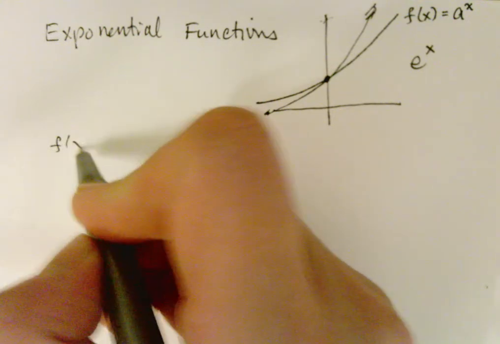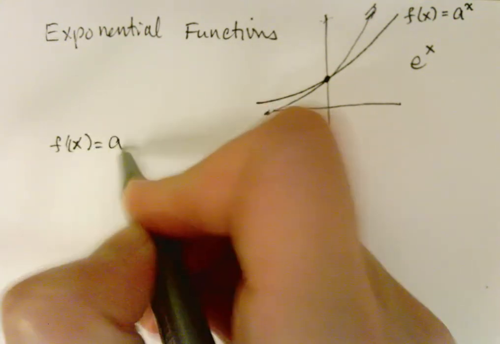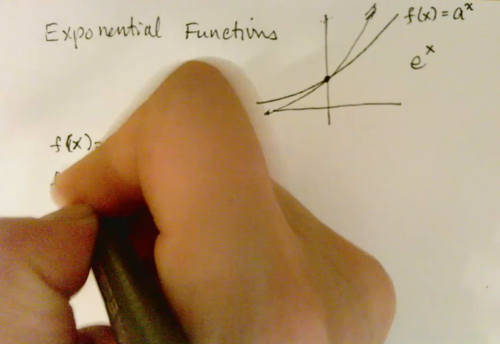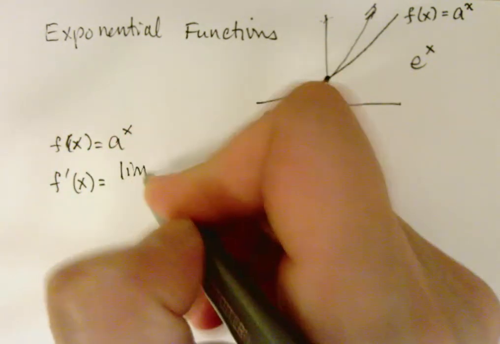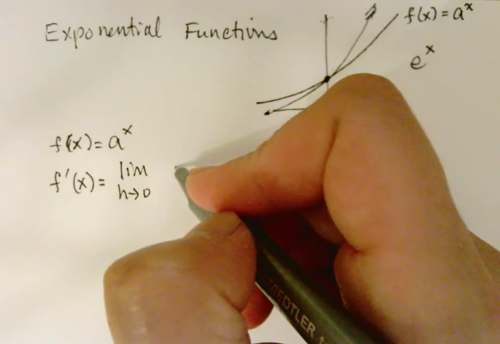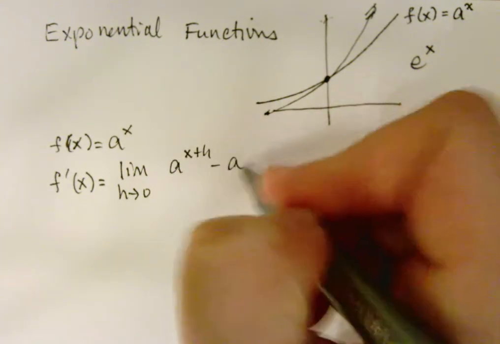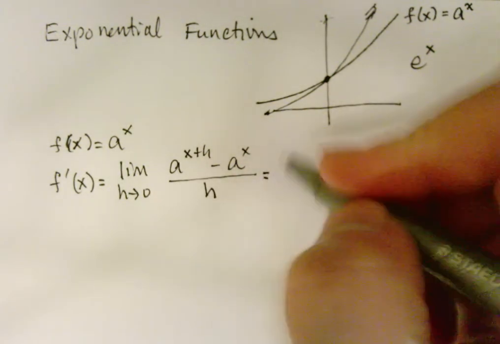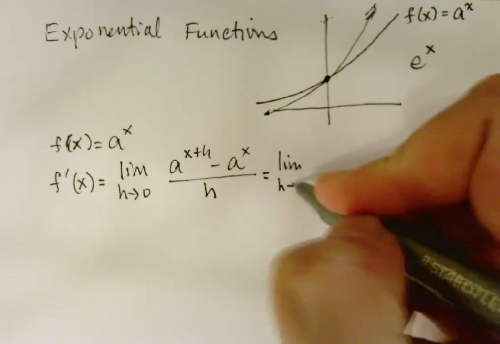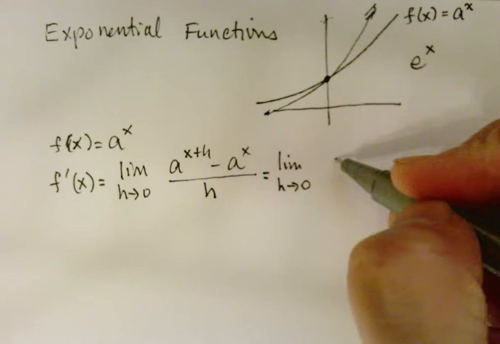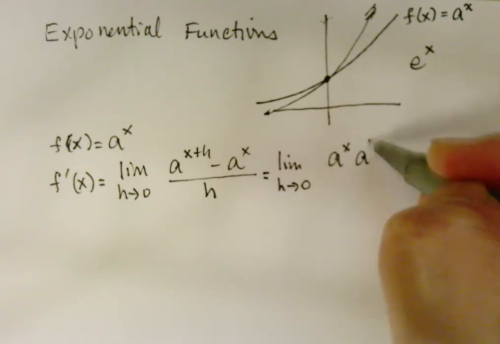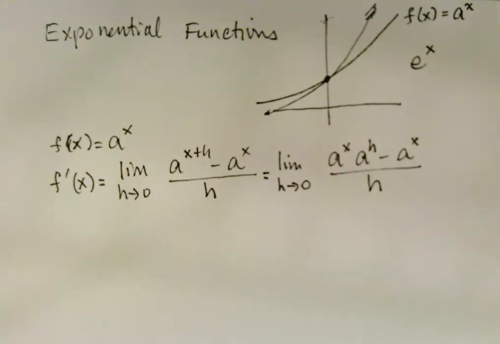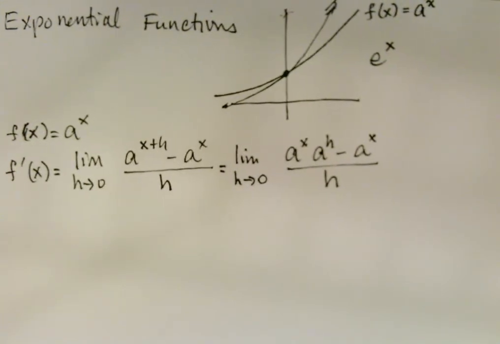So if f of x equals a to the x, then we have f prime of x, as usual, just using the definition, the limit as h goes to 0 of a to the x plus h minus a to the x all over h, equals the limit as h goes to 0 of a to the x times a to the h minus a to the x over h, just using the laws of exponents there.